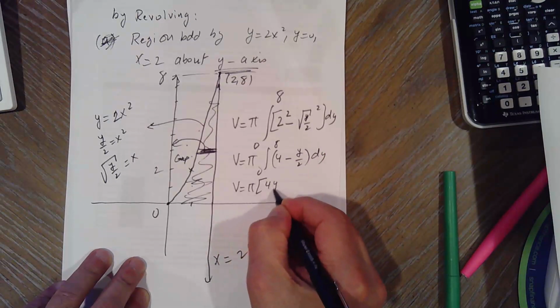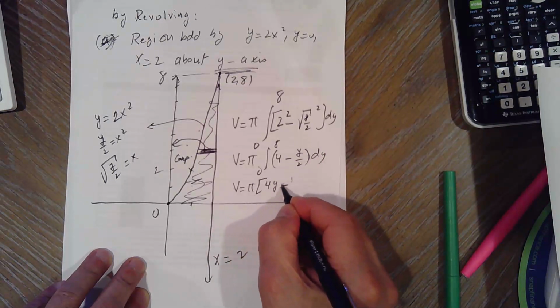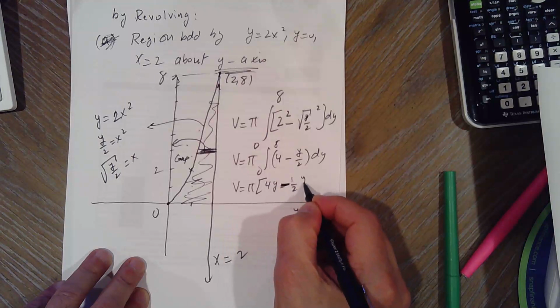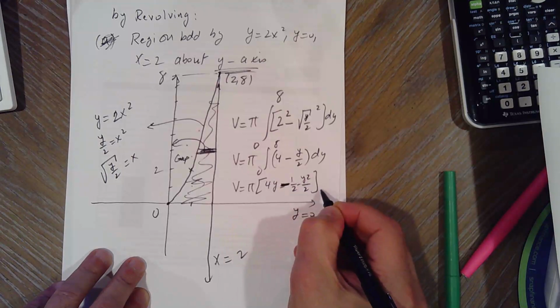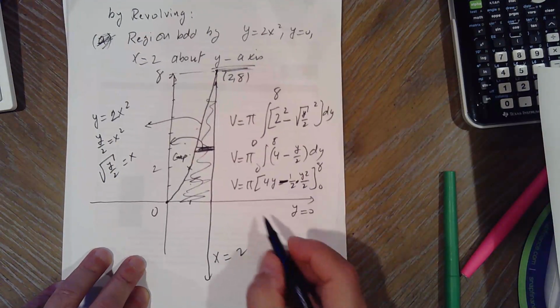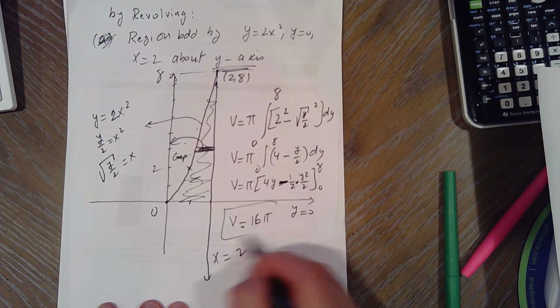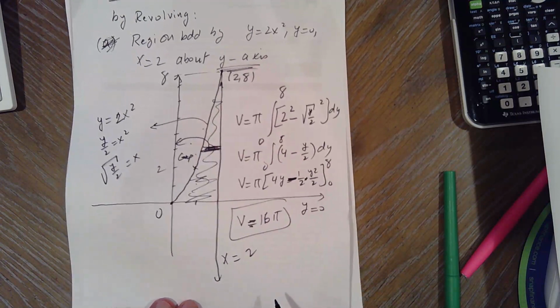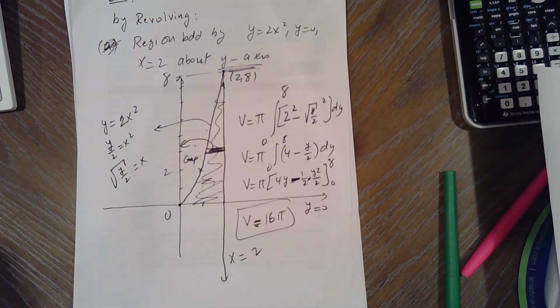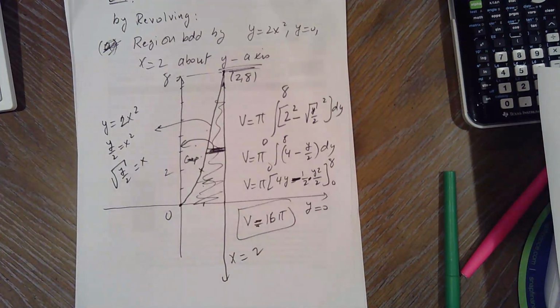So it's 4y minus 1/2 y squared over 2, from 0 to 8. So you're going to get 16 pi cubic units. Okay, and that's it for 6.2. 6.5 is next. Let's take a break.